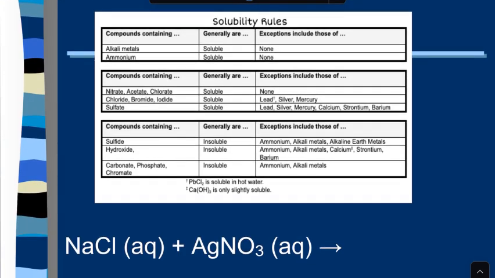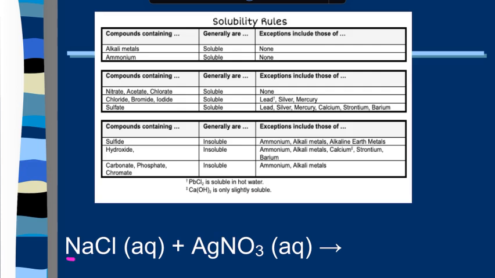So here are our solubility rules. Our solubility rules will always be given to you on every test and quiz. They don't need to be memorized until AP. And what we can see is that an alkali metal, so remember alkali metals are that first group on the periodic table, like lithium, sodium, and so on, those are always soluble. It does not matter what anion they're bonded to.